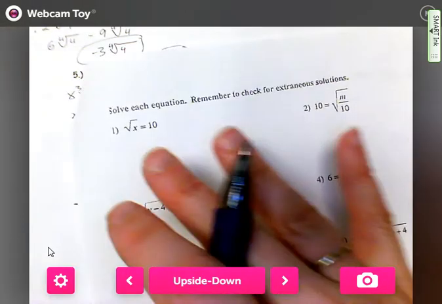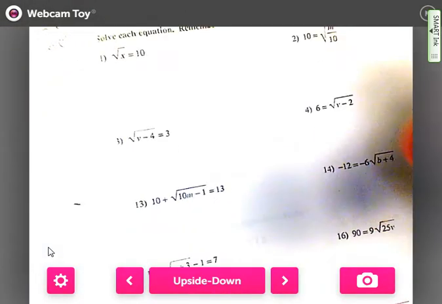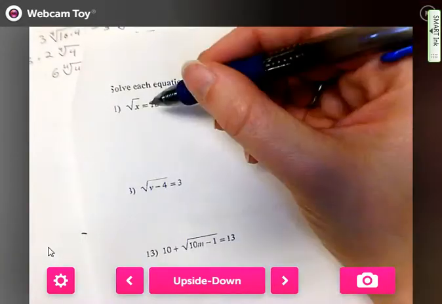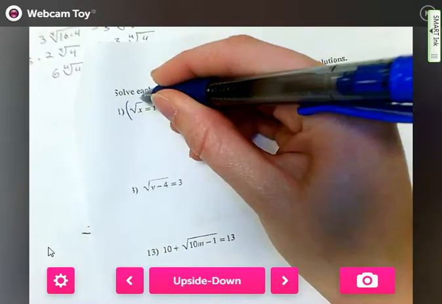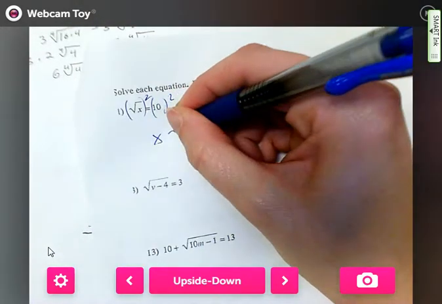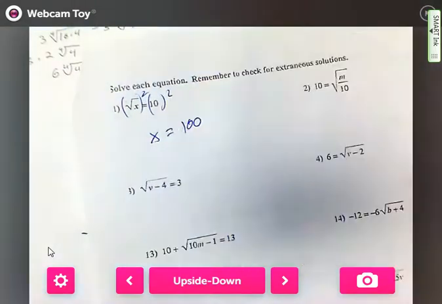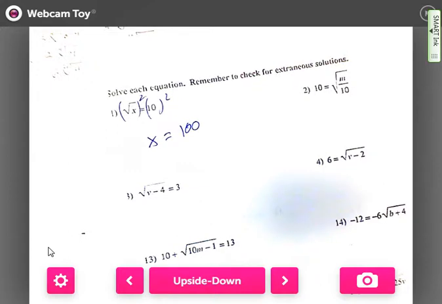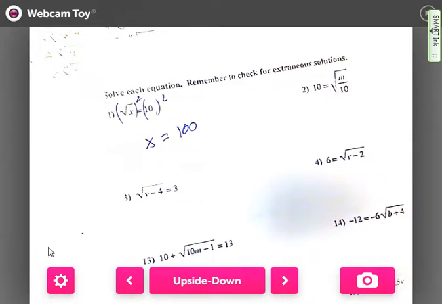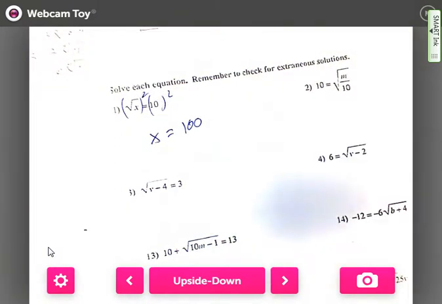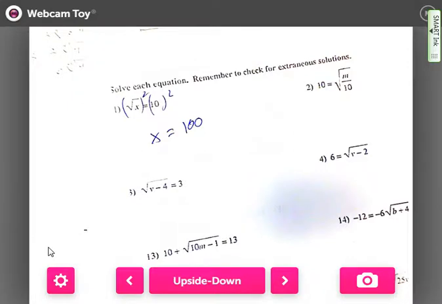We're going to solve each of these. So if I was going to do number 1 right here, people get confused on this: you're just squaring it. That's how you get rid of a square root. So I get x equals 100, and then I'm done. That's the whole thing on this page. It says, remember to check for extraneous solutions. That means, if I'm square rooting something, is there a negative and a positive answer for it?